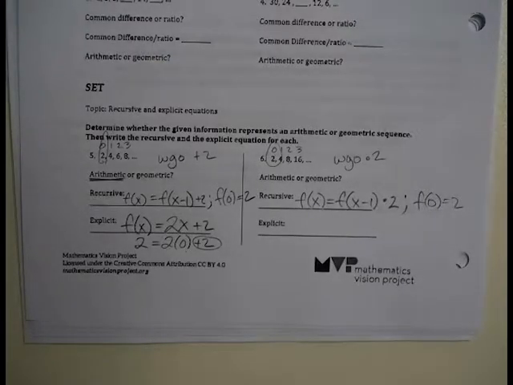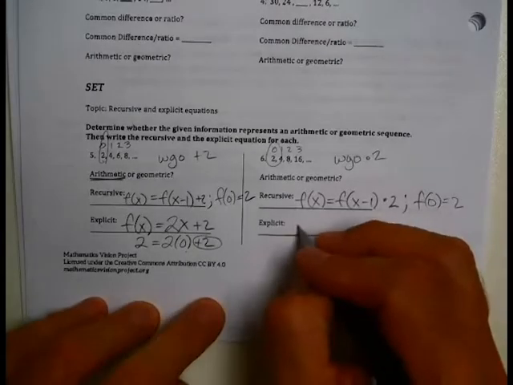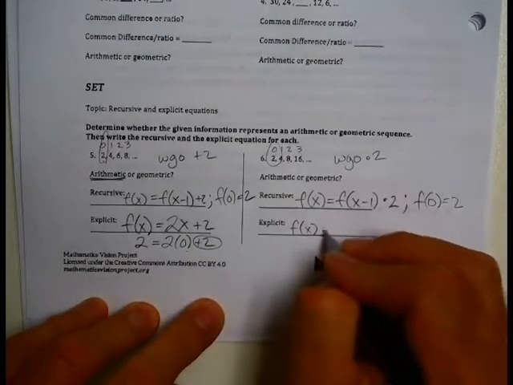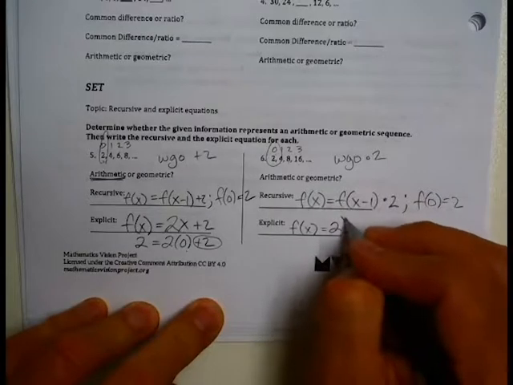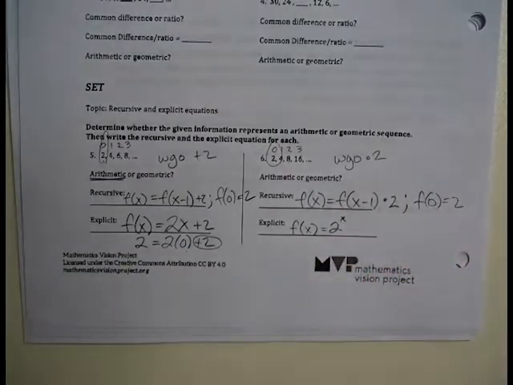Okay, so recursive, f of x equals f of x minus 1. The now equals the previous. What do I have to do to the previous to get to the now? Multiply by 2. That's right. And I have to say where that pattern starts. F of 0 equals 2. When x is 0, the output is 2.